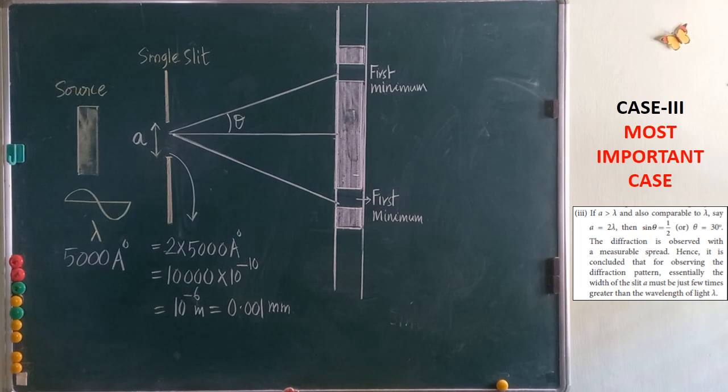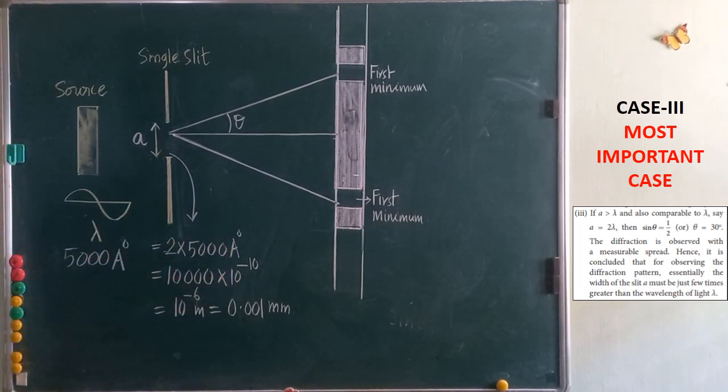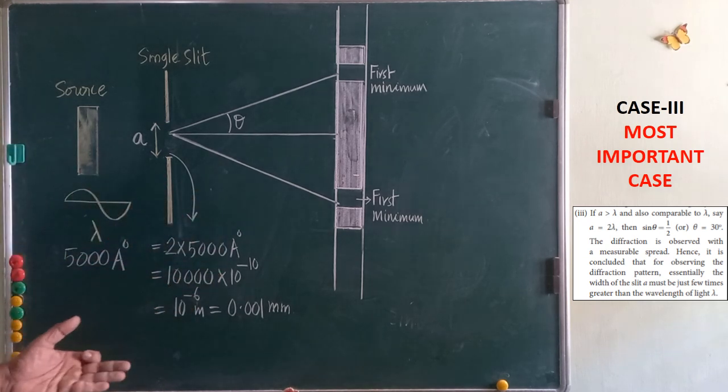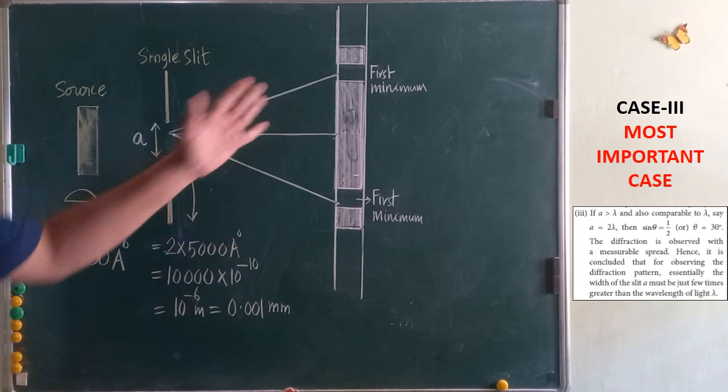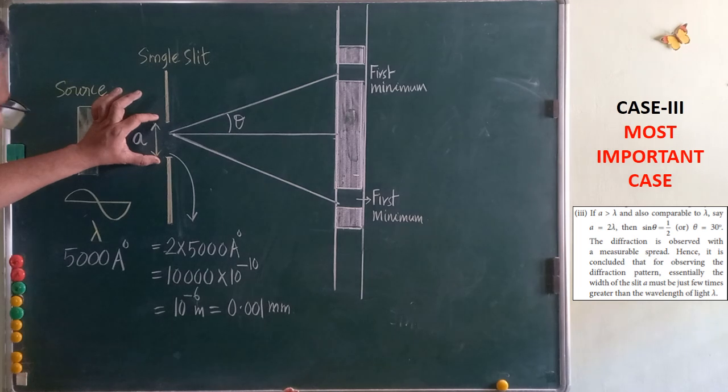Now we are going to analyze the third case. This is the most important case because in this condition alone, we can observe the diffraction pattern very clearly with a large number of fringes. What is the condition? Look at here, the wavelength of the light used is 5000 Armstrong unit and the width of the slit is A.